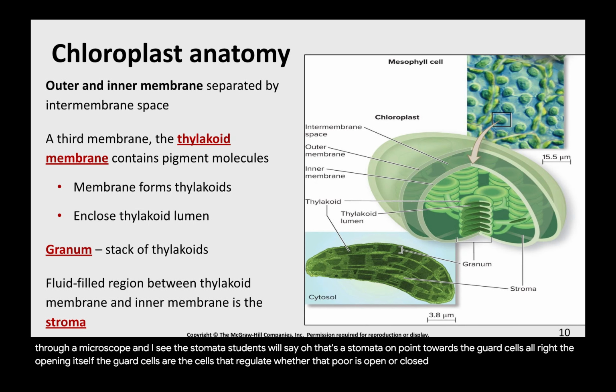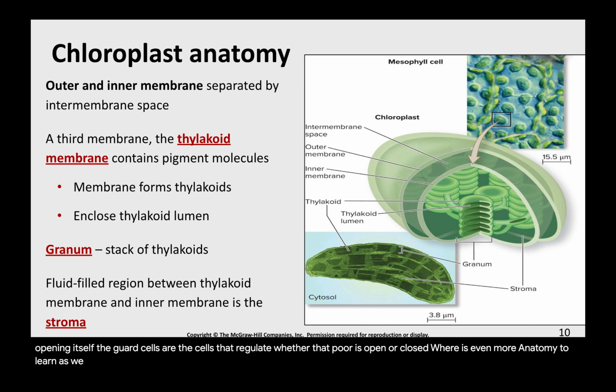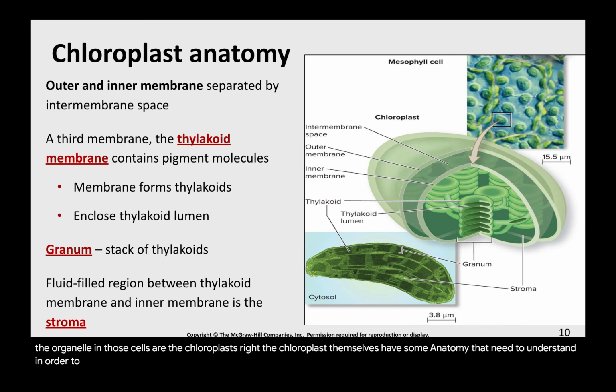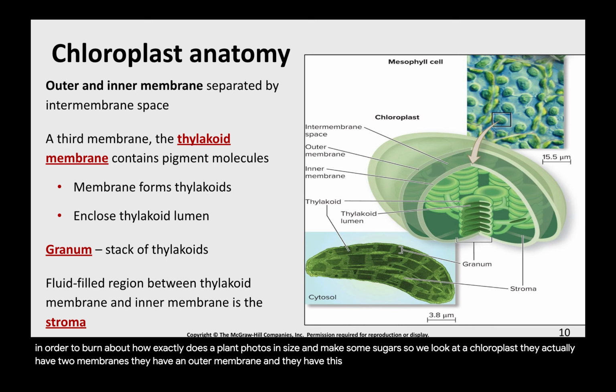All right, there is even more anatomy to learn as we dive deeper into our leaves here. So we have our leaves. We're in our mesophyll cells that are photosynthesizing. The organelle in those cells are the chloroplasts. The chloroplasts themselves have some anatomy that we need to understand in order to learn about how exactly a plant photosynthesizes and makes those sugars. So if we look at a chloroplast, they actually have two membranes. They have an outer membrane, and they have this inner membrane.